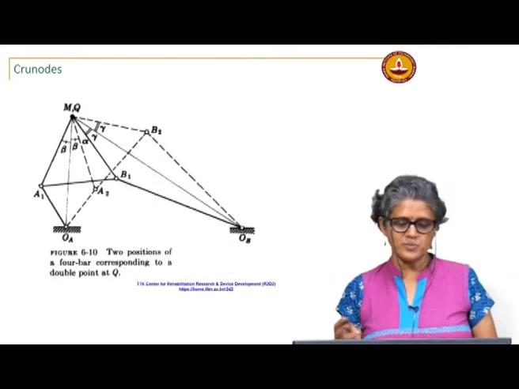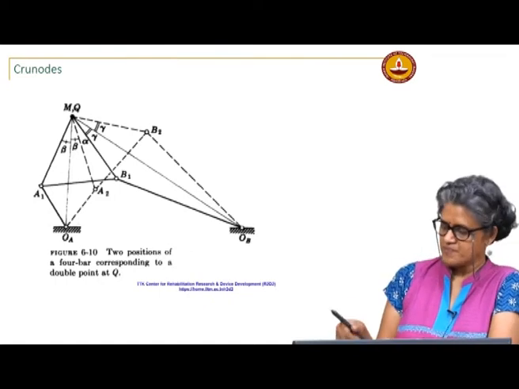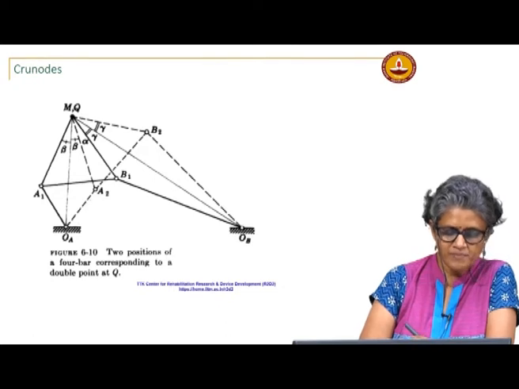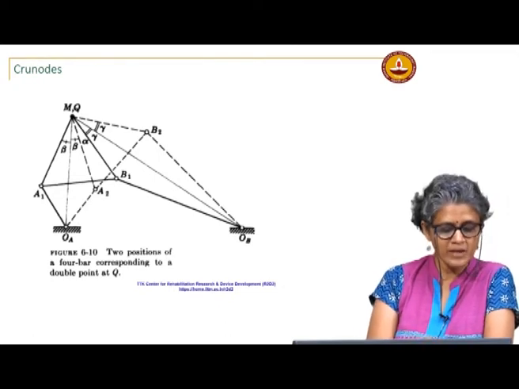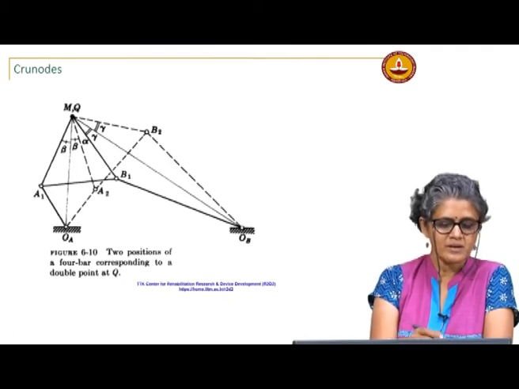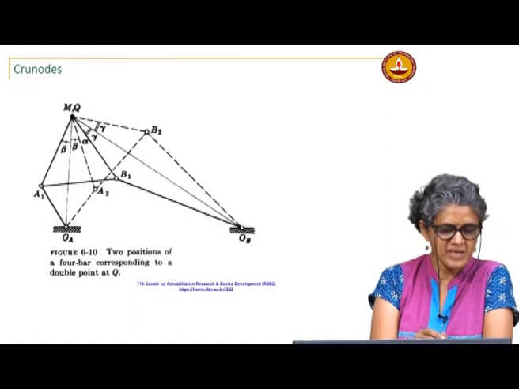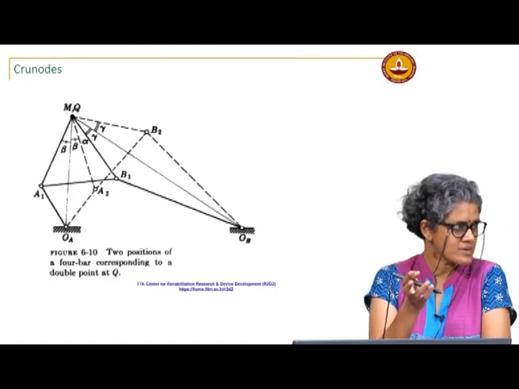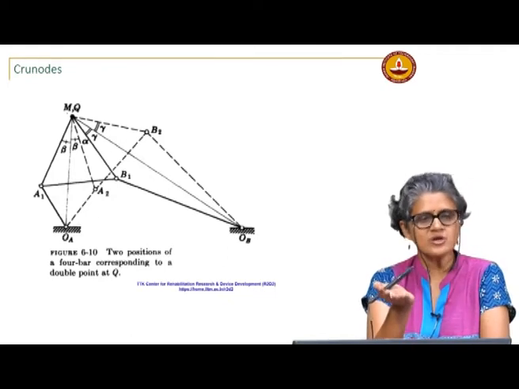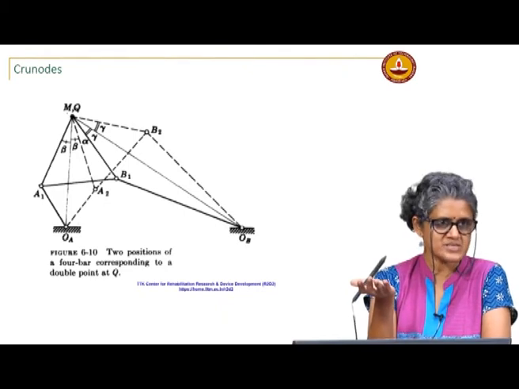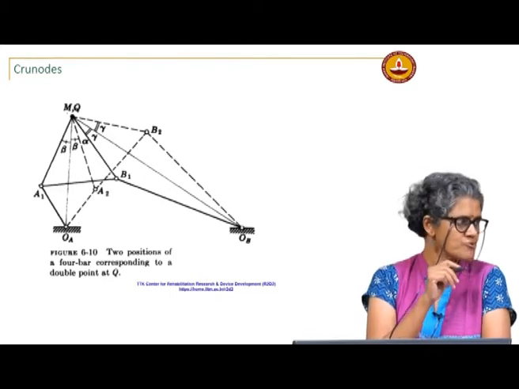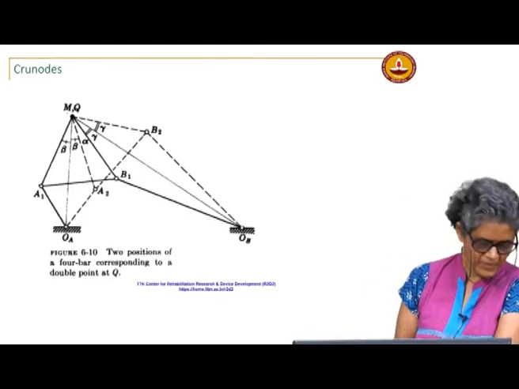So, suppose these are two positions. I have two positions of the crank here, OA A1 and OA A2, and let us say the coupler point M is at this Q both times. So, that means it is reaching Q with two different input angles essentially. Two different configurations of the linkage give rise to the same location for that coupler point.